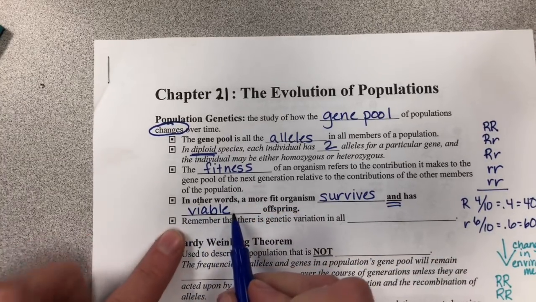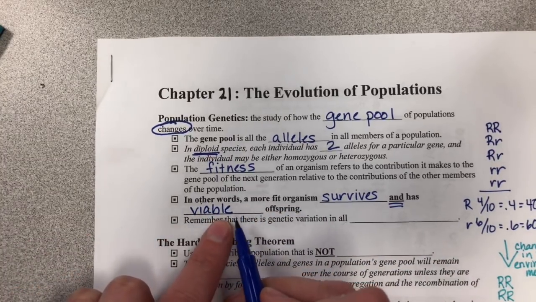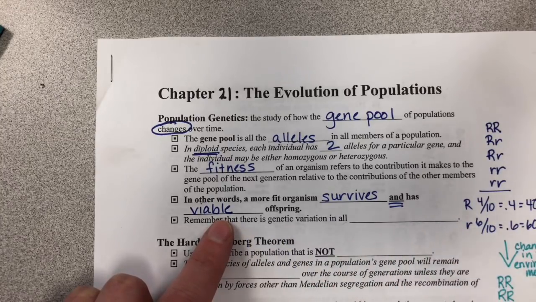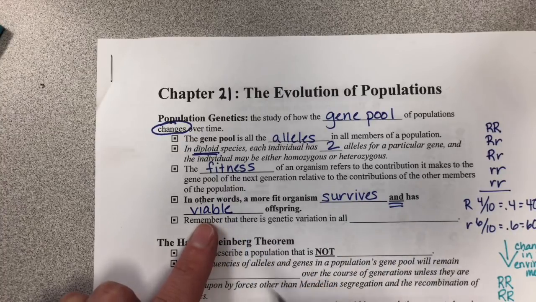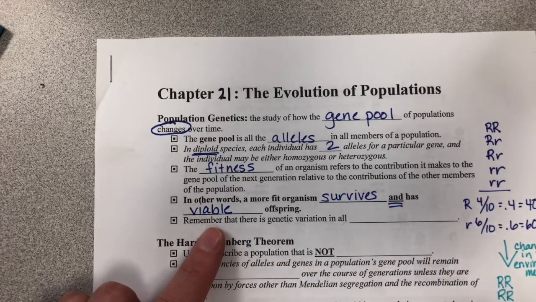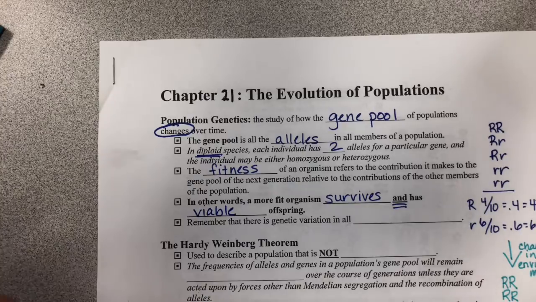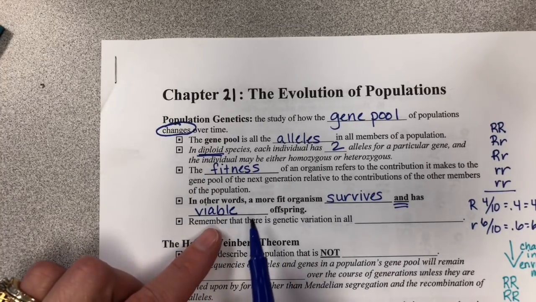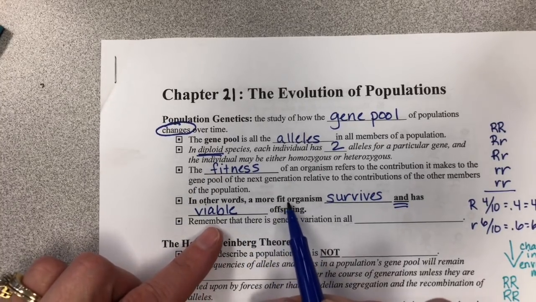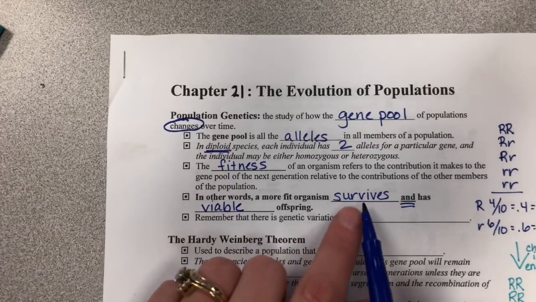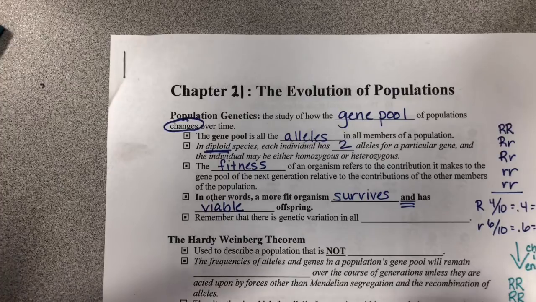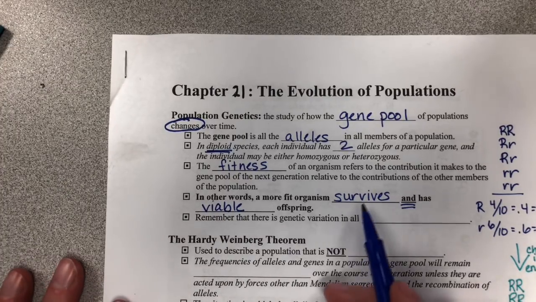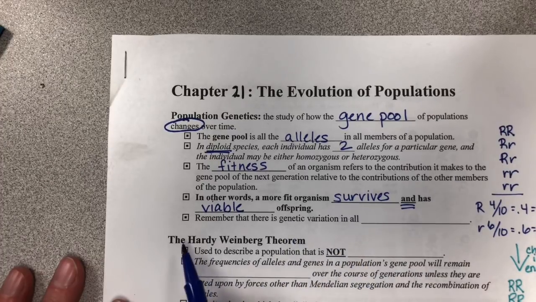Viable means it's living and is able to have offspring itself. So the babies can't be stillborn, so it has to be able to produce offspring that are able to live. So we would call that a more fit organism. Organisms that usually do this are better suited for their environment, so they have traits that help them survive and reproduce in their environment.